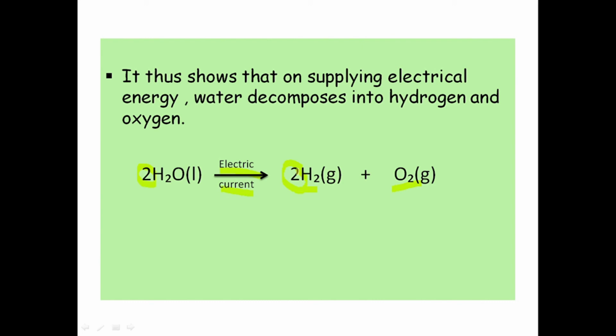Now let's see the third type of decomposition reaction, which is when energy is provided in the form of light.